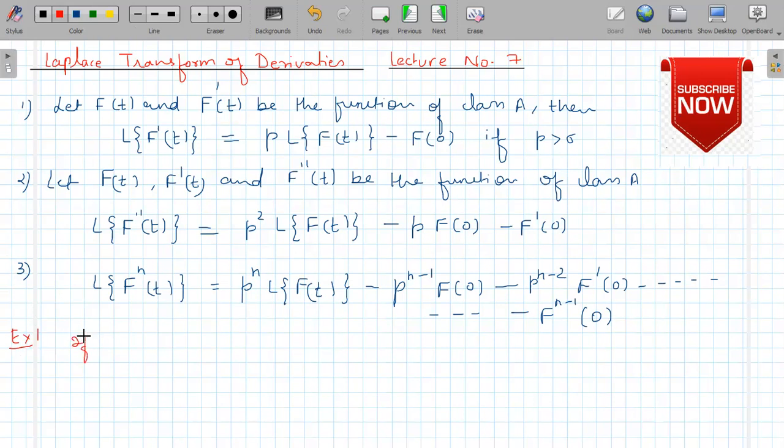Example is, if Laplace transform of 2 square root of t over pi is 1 upon p raised to the power 3 upon 2, then show that one upon p raised to the power half is equal to Laplace transform of 1 upon square root of pi into t.